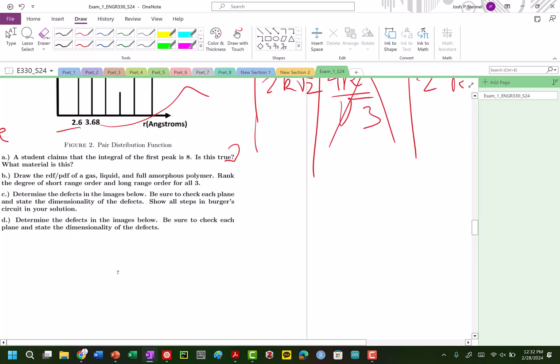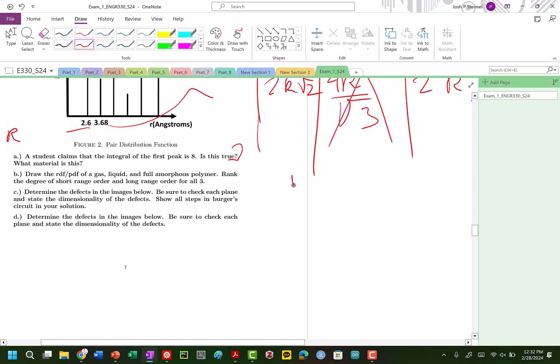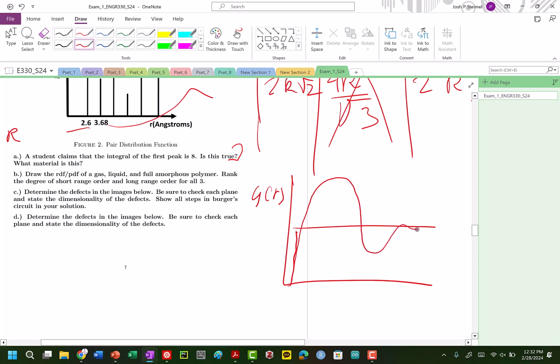Great. Draw the RDF PDF of a gas. So gas would just be that flat line after your initial peak there. Liquid will have something that looks like this and then ends. And a fully amorphous polymer can probably be a little bit sharper. Maybe it goes a little bit longer, but then it goes to 0. And there we go.